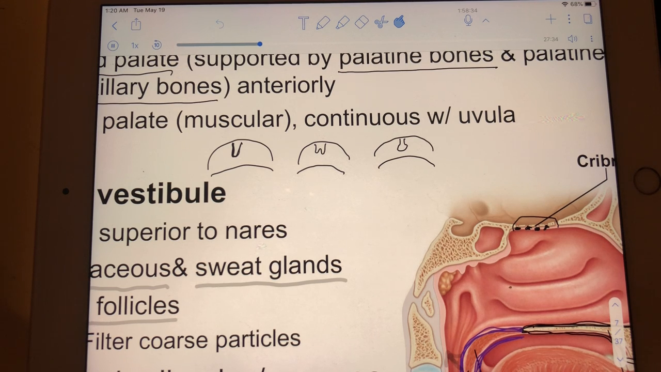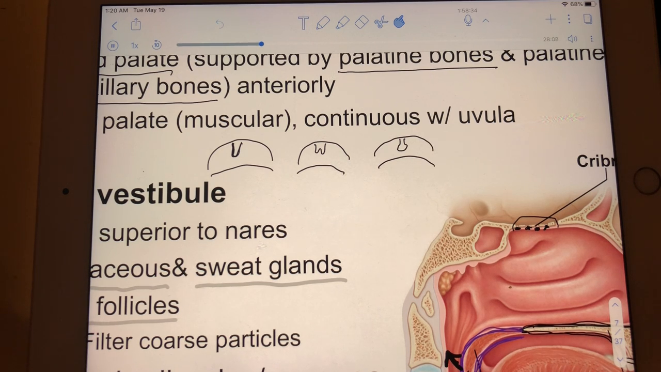I don't know. Anyway, soft palate is not reinforced by bone. Okay, and is therefore flexible, and that's actually really important, because that uvula is going to come upward when we swallow to help close off or seal off the nasal cavity so that we're not sending food upward into the nasal cavity where there's delicate mucosa that could be damaged, okay?